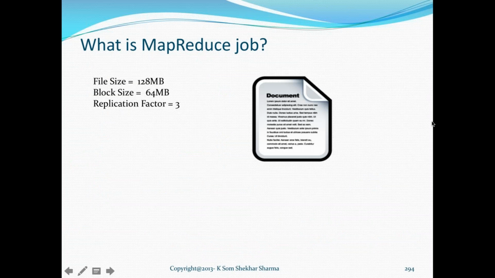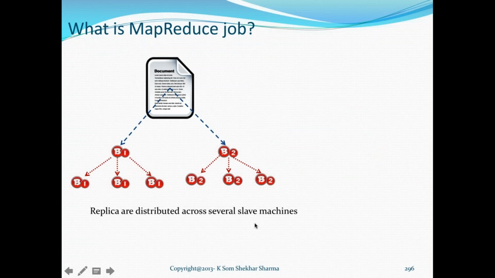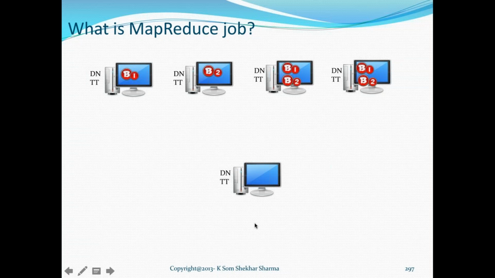Here is a little more explanation. Assuming that this is your file, which is of size 120 MB, the block size is 64 MB, and the replication factor is 3. How many blocks will the file be broken into? You know that it will be broken into 2 blocks, and with replication factor 3, there are 3 replicas, distributed across several machines. Keep in mind that no two identical replicas will ever reside on the same machine.